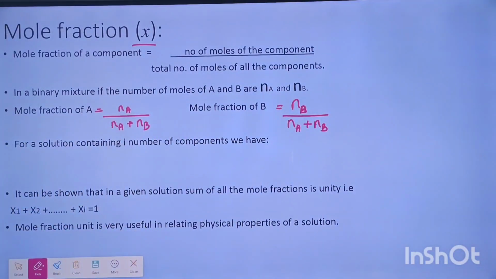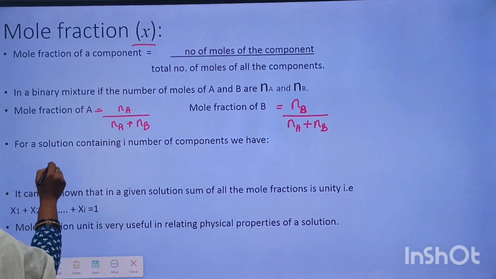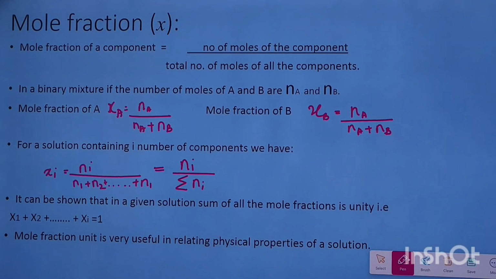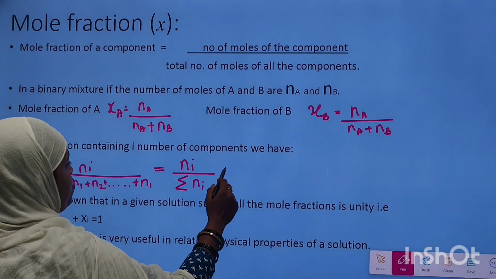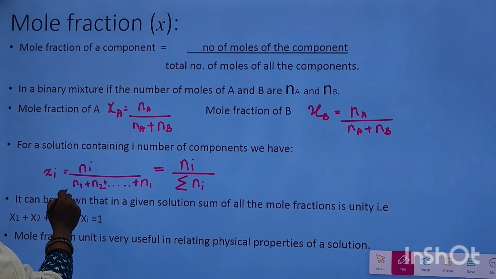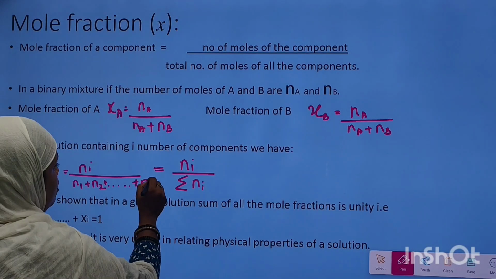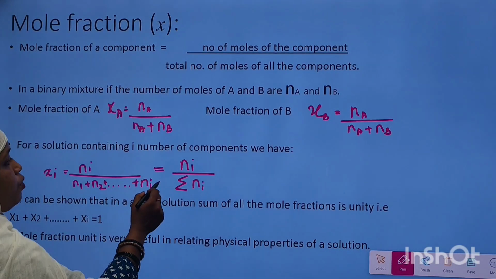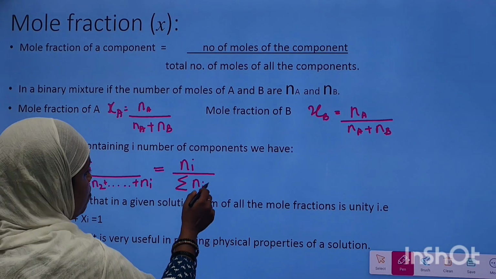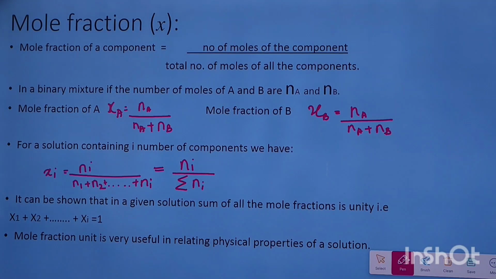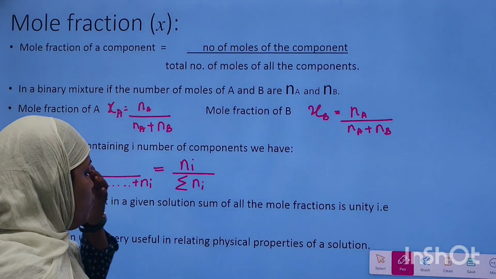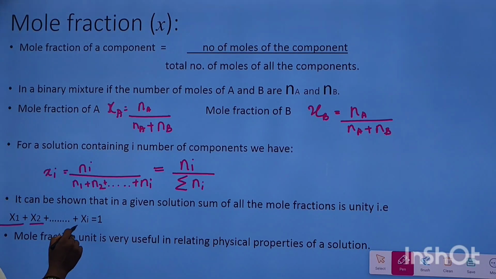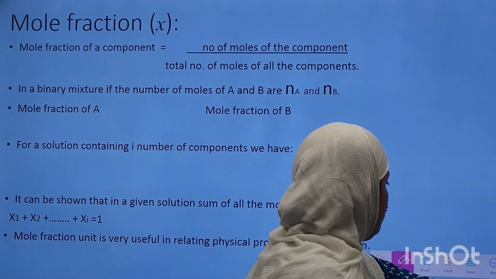Now for a solution containing i number of components, we have xi equal to Ni upon N1 plus N2 plus up to Ni, that is Ni upon the summation of Ni, the total number of moles of all components. This can be shown in a given solution by the sum of all the mole fractions, x1 plus x2 plus dot dot dot xi, all summed up to 1. Mole fraction is very useful in relating the physical properties of a solution.